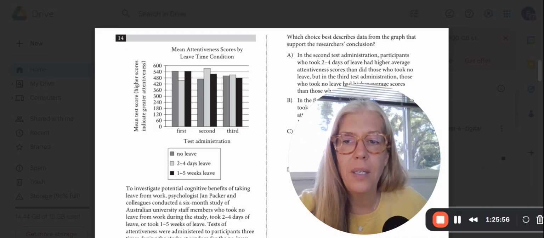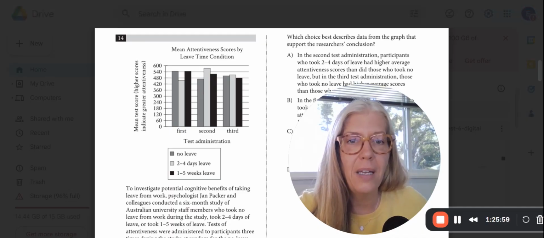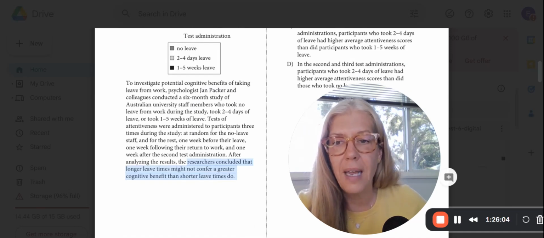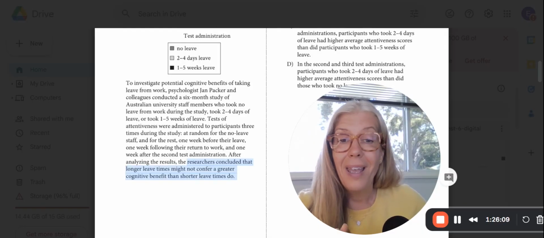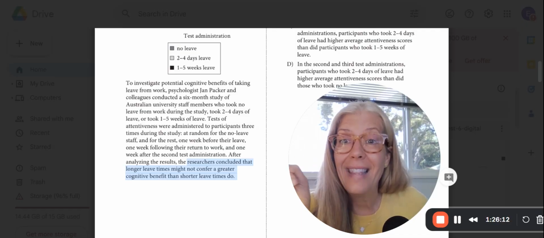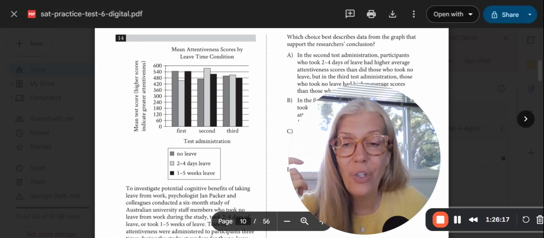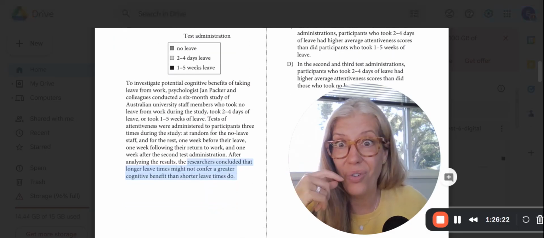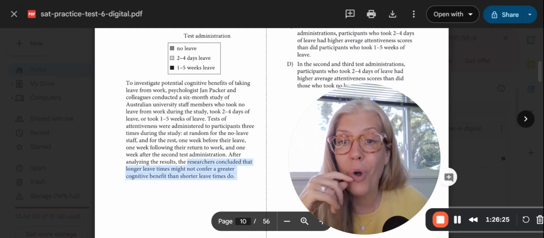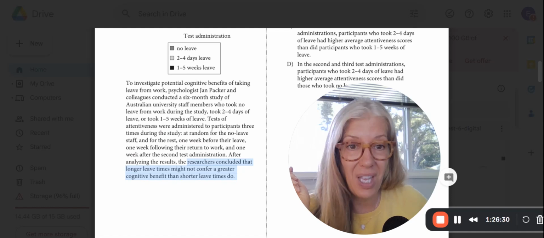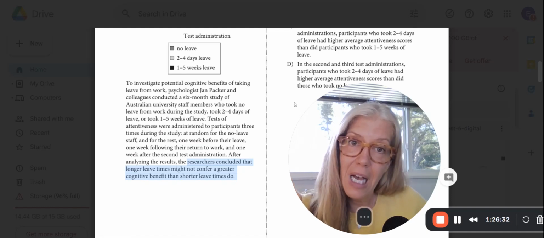But I don't necessarily want to go into that yet, because I know what the answer has to have. The answer has to say that longer leave times are not better than shorter leave times. That's it. In fact, the answer actually can't even talk about no leave because it's not in the conclusion. The question said, support the researcher's conclusion. And in order for us to do that, we can't talk about no leave. We can only talk about 2 to 4 days of leave being better than 1 to 5 weeks of leave. See how we got that? That's key.